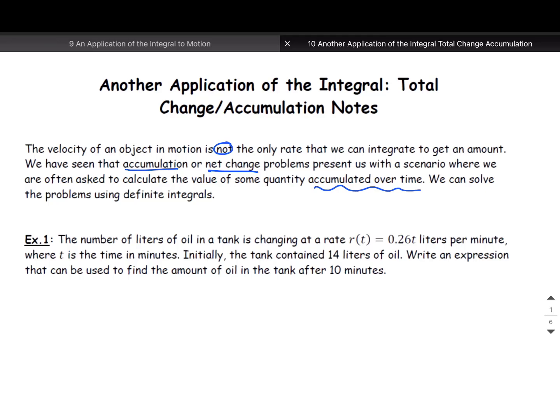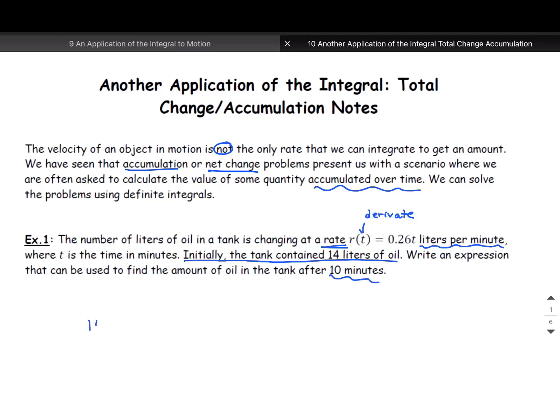So here's an example. The number of liters in an oil tank is changing at a rate. So even though it doesn't look like it, R of t is a derivative because it's a rate of change. So R of t is 0.26 t liters per minute, that's our unit, where t is the time in minutes. Initially, the tank contained 14 liters of oil. So at time 0, there were 14 liters of oil. Write an expression that can be used to find the amount of oil in the tank after 10 minutes.